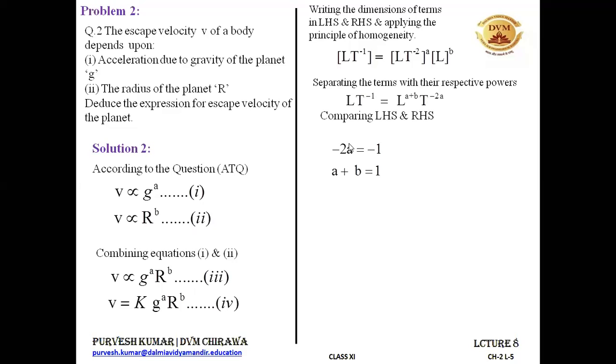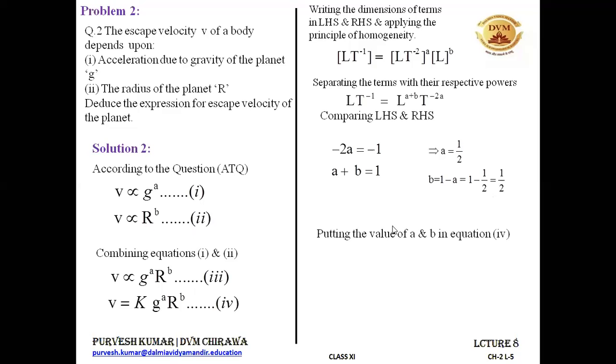Now solve for a from the first equation. So a will be equal to half. After solving for a, you need to put the value of a in the second equation: b is equal to 1 minus a. We have obtained a as half, so 1 minus half is again equal to half. So both a and b are equal to half only.